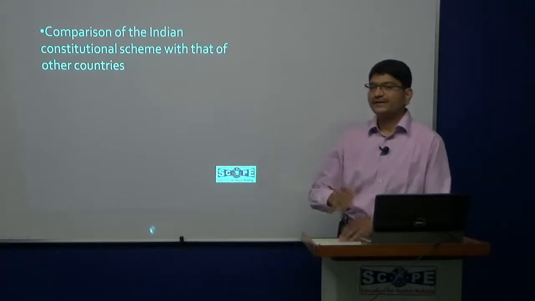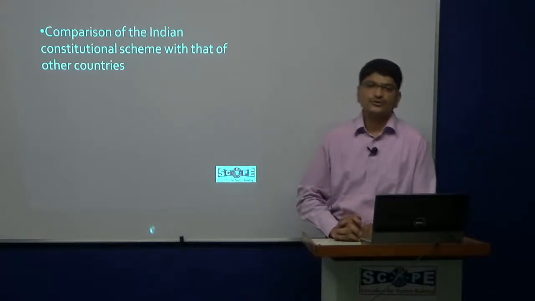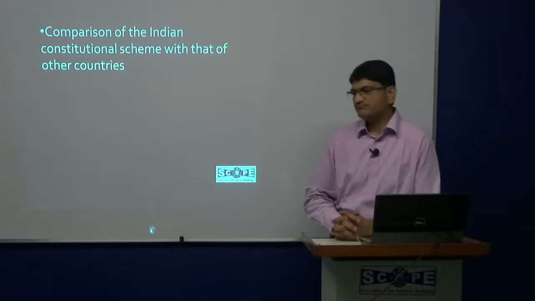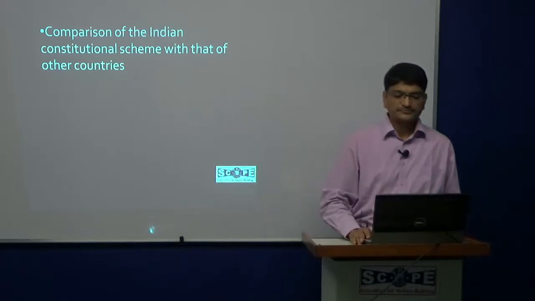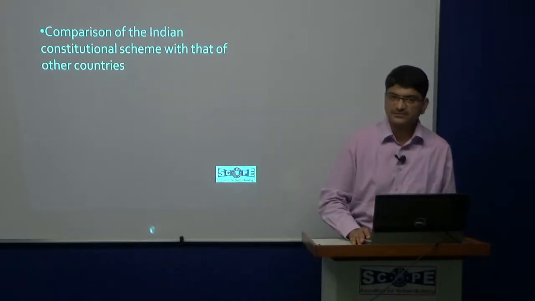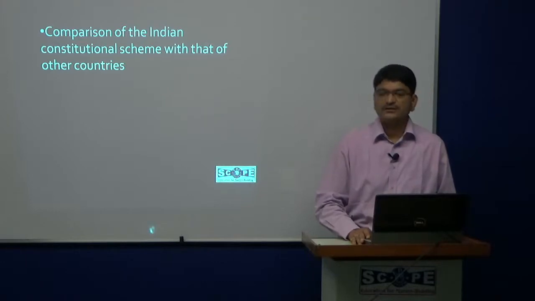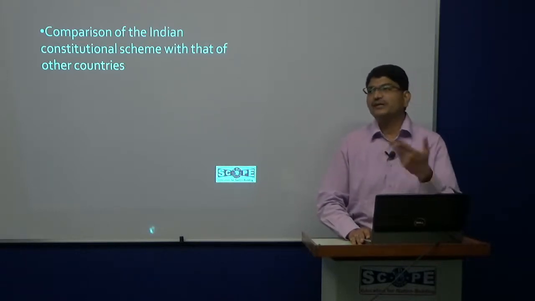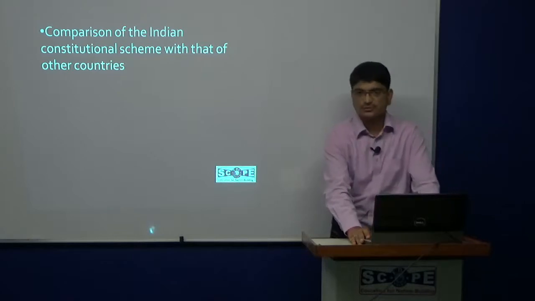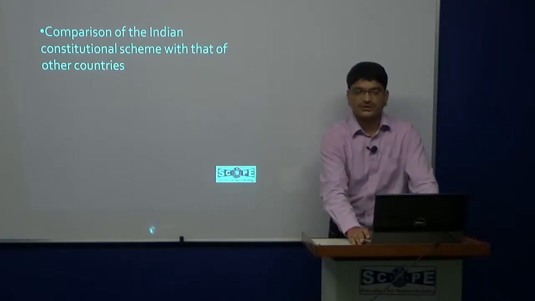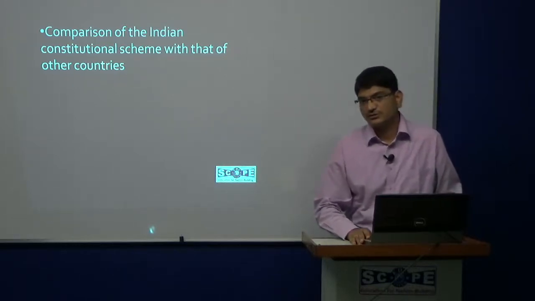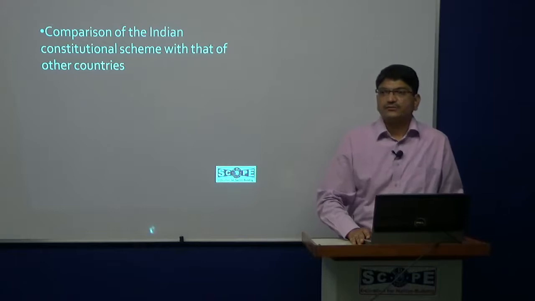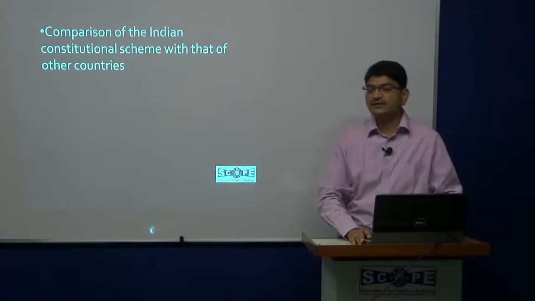Therefore, we have to take prominent countries of the world, say UK, USA, France, Germany, Japan, China and so on. So, comparison of the Indian parliamentary system, that is the constitutional provisions, with the constitutional provisions of prominent countries. It is a big task to do: to understand first our constitution and then compare the salient features of our constitutional provisions with those of successful countries. So, successful governing countries.